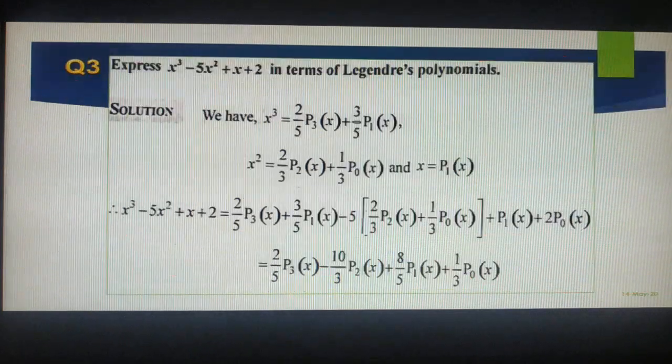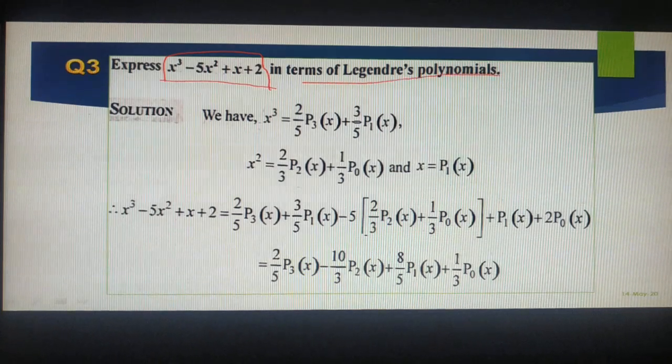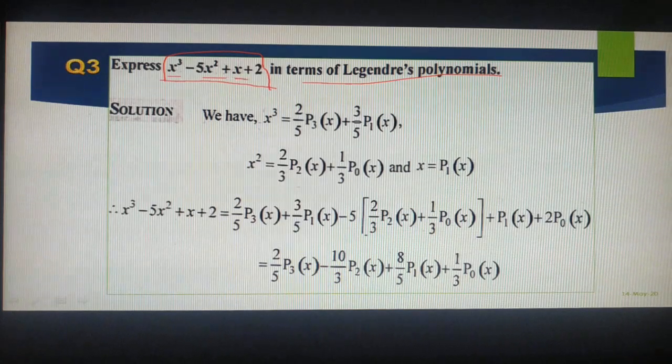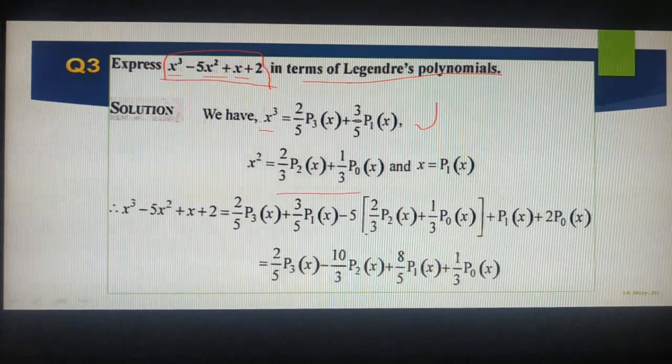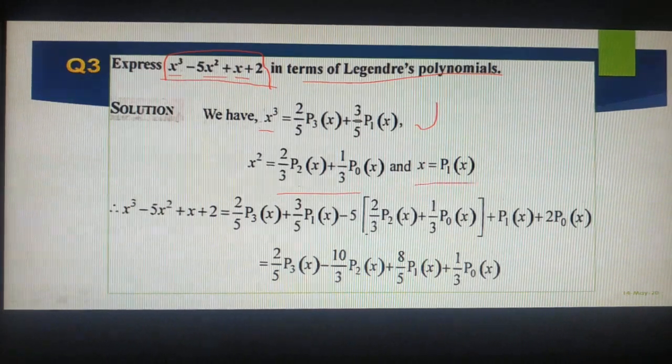Let's go to the next problem. As I said, I am giving you f of x. This particular f of x we have to write in terms of Legendre polynomials. Here, what terms do we have? x cube, x square, x. You already know all these are equivalent to some results. Just now I proved x cube is equal to this and x square is equal to this. In the examination you have to prove this, so don't write it directly, to get full marks. And of course x you can write directly: x is equal to P1 of x.